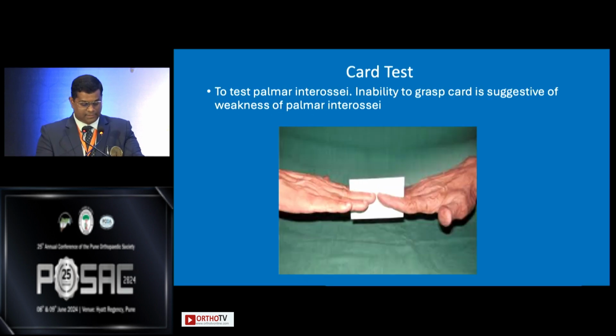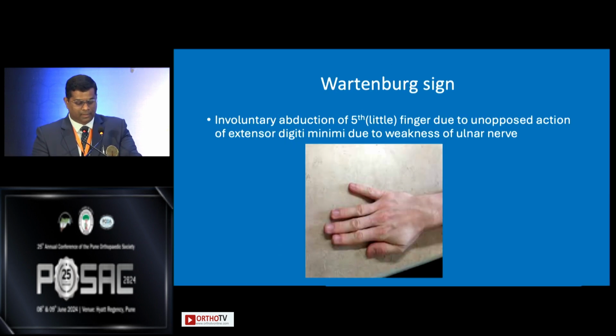Then the card test, to test the palmar interossei. Inability to grasp the card is suggestive of weakness of palmar interossei. Then Wartenberg sign, involuntary abduction of the fifth, that is the little finger, due to unopposed action of extensor digiti minimi, due to weakness of the ulnar nerve.